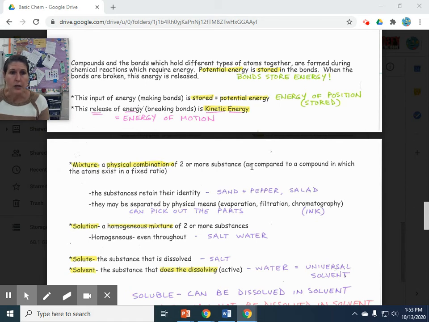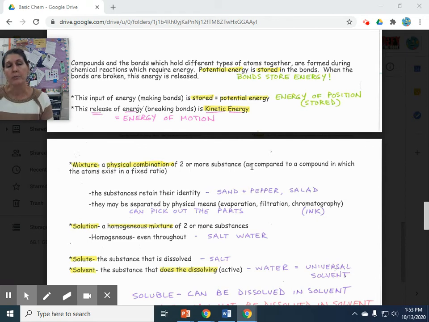A solution is a homogeneous mixture, the same throughout. So homo means the same. Homogeneous, we're talking about that mixture being the same all the way through. So salt water, you mix it up together, you've got that equal combination of salt and water. Eventually it may settle out.